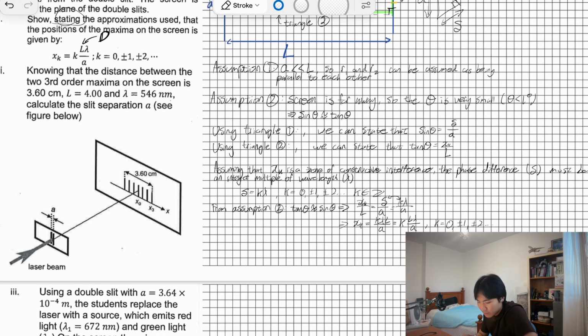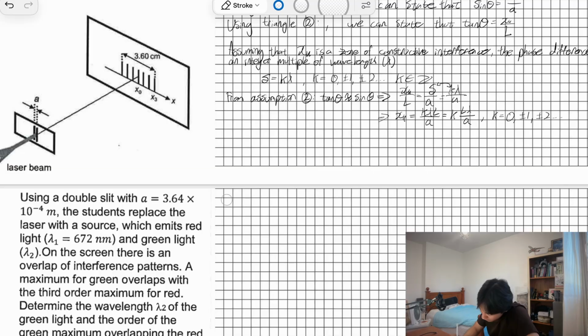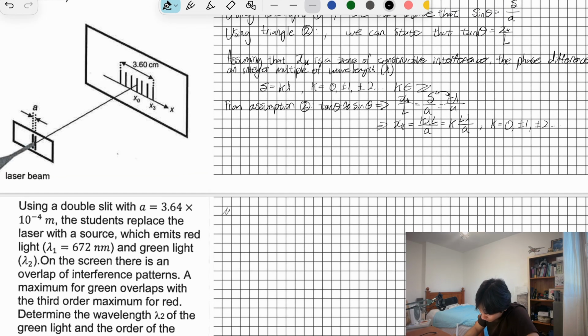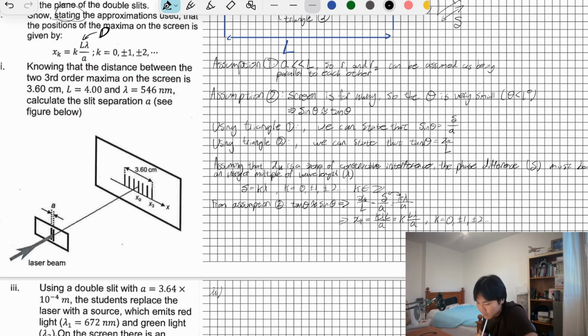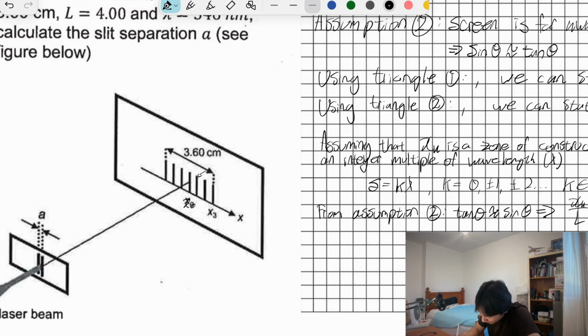Okay, let's continue with question number 2, part 2. Knowing that the distance between the third order maxima on the screen is 3.6 centimeters, L is equal to 4 meters, I think they forgot to write meters here, and lambda is equal to 546 nanometers, calculate the slit separation A. See figure below. Okay, this is x0, the next one should be x1, the one after x2, and then we have x3.